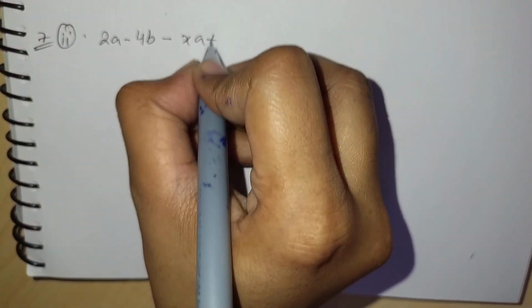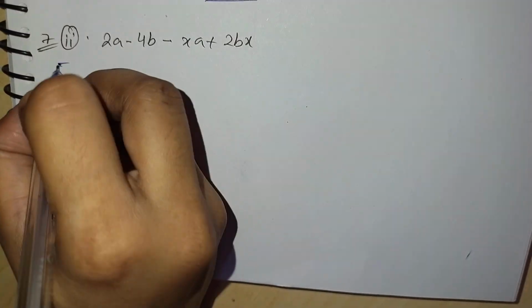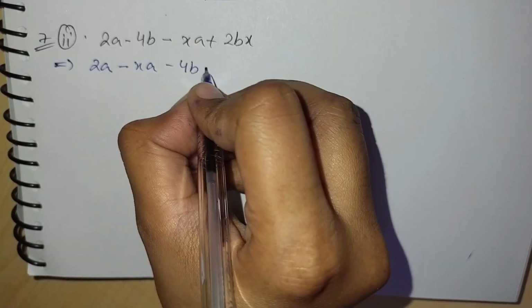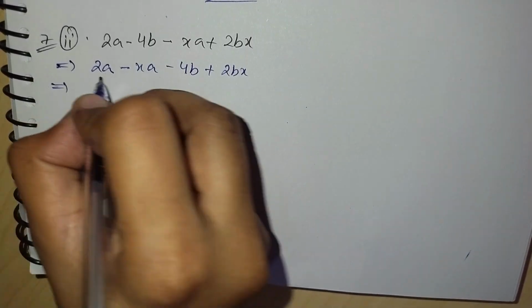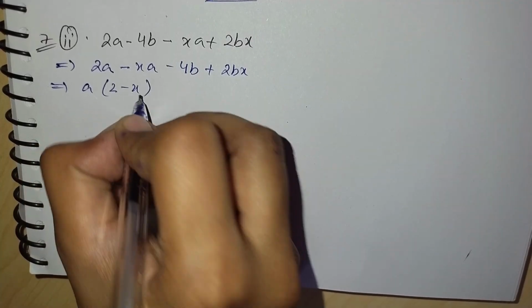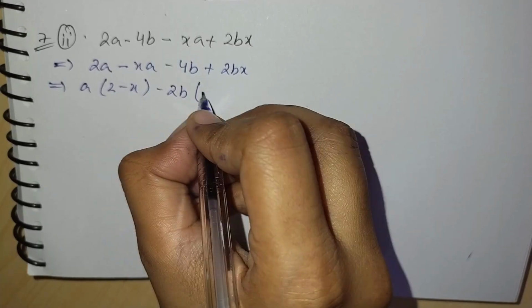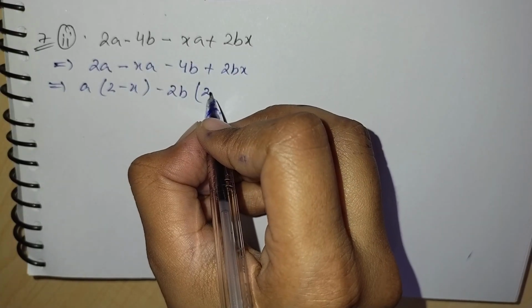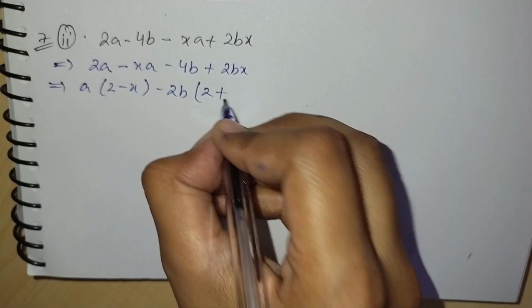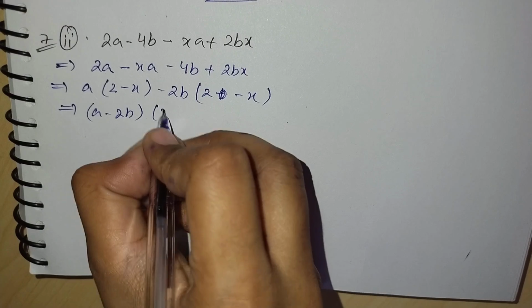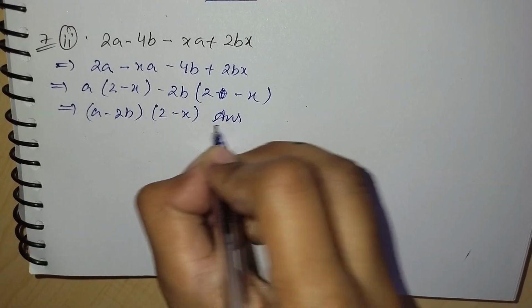Now let us solve the seventh second part, which is 2a minus 4b minus xa plus 2bx. We can write it as 2a minus xa, here minus 4b plus 2bx, equal to, taking a as common, we will get 2 minus x, taking 2b as common here, so minus 2b, here we will get 2 minus x. So we can write it as a minus 2b and here 2 minus x as the answer in this question.